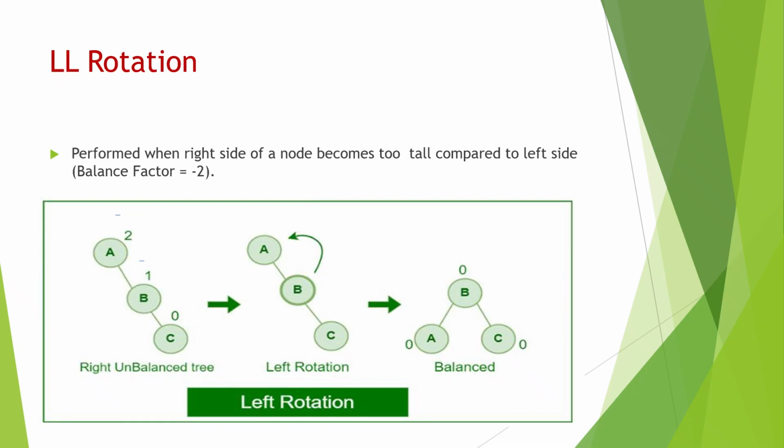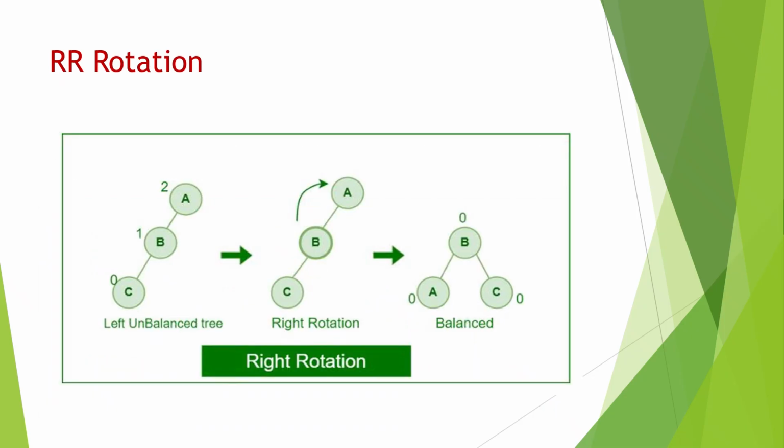LL rotation is performed when the right side of the node becomes too tall compared to the left side. The balance factor is equal to -2 for node A. The balance factor is equal to -1 for node B. The balance factor is equal to 0 for node C. From the first example, the first one is considered a right unbalanced tree. So we have to perform left rotation. After that, we get a balanced tree.